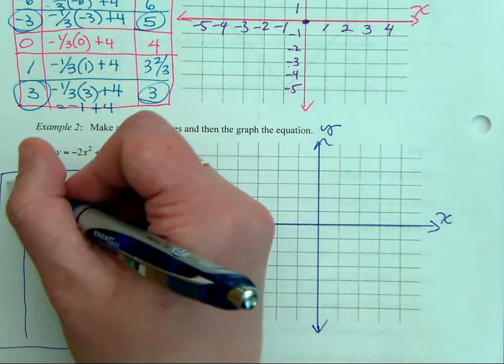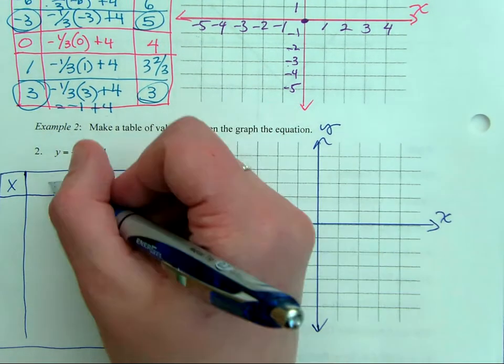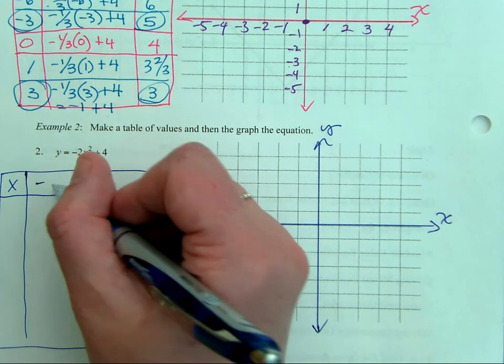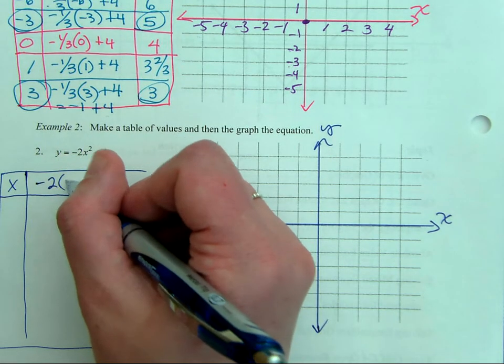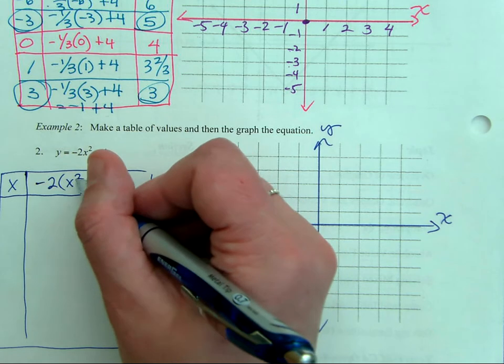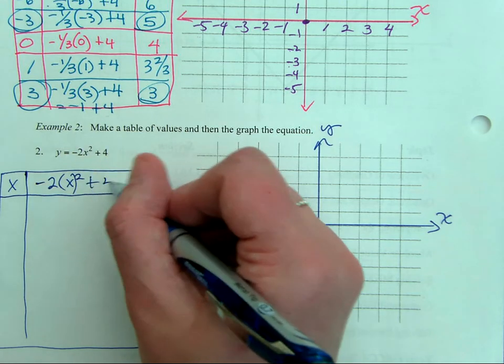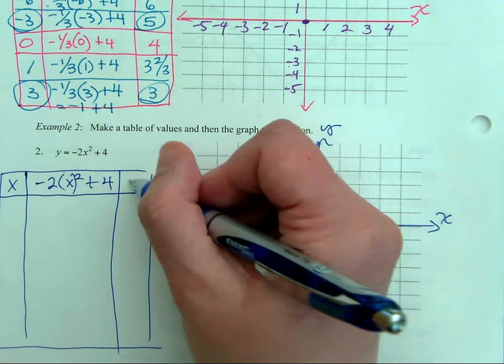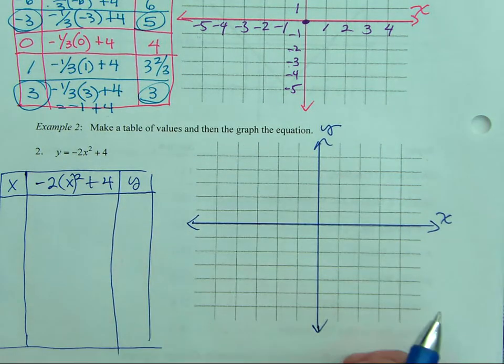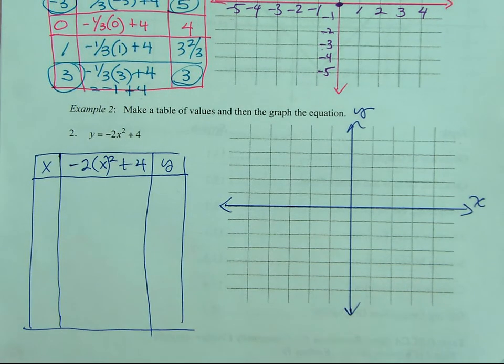I have my x coordinates. I'm going to plug those x coordinates in to -2 times x squared plus 4, and that will give me my y. And I kind of maybe could have typed out a nicer table, huh? Okay, what would be the easiest point to find first, do you think?